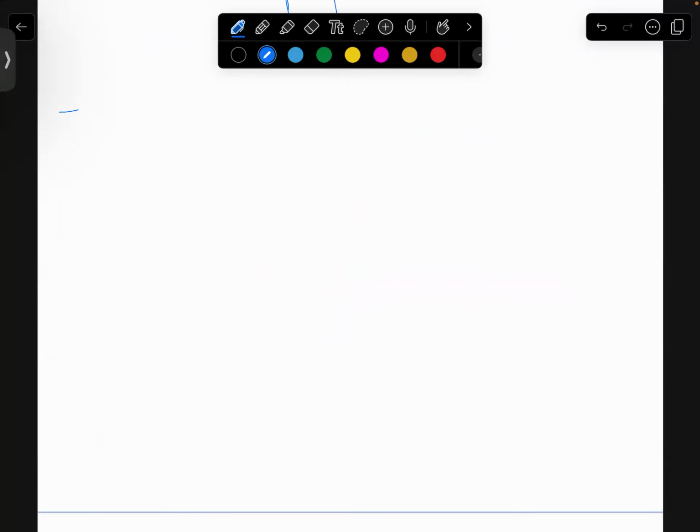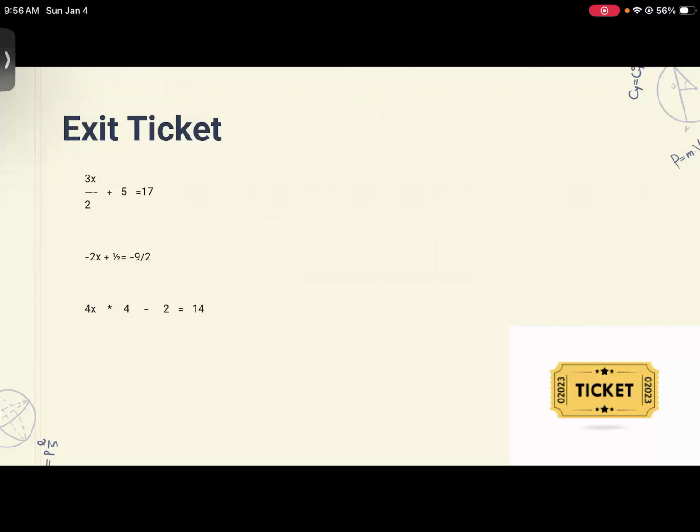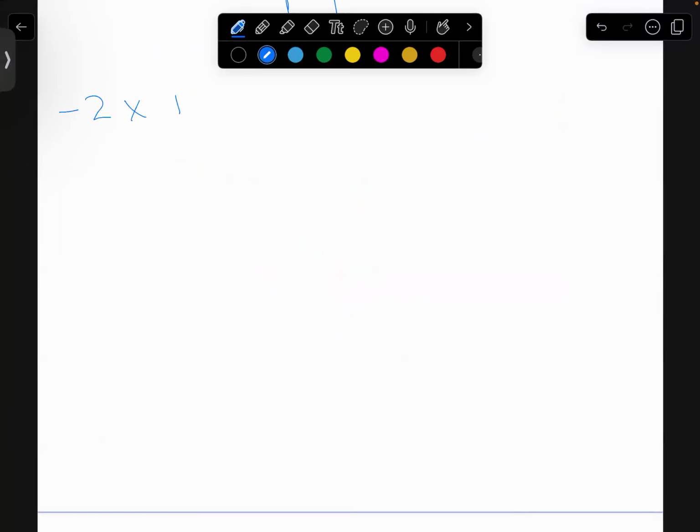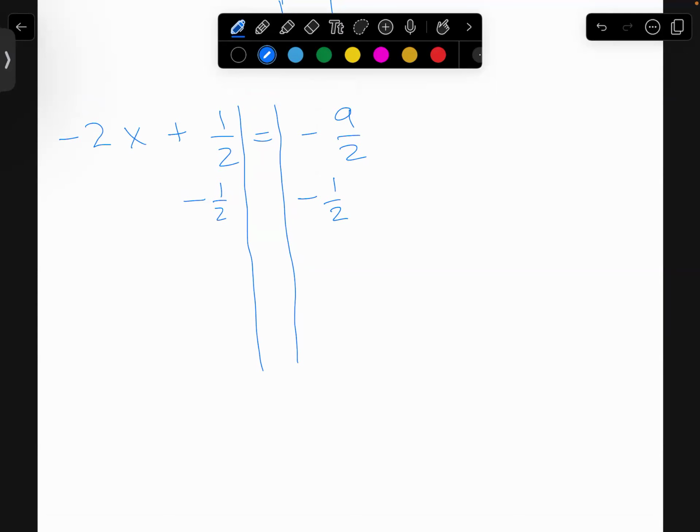So the question is asking negative 2x, and if I'm correct, plus 1/2 equals -9/2. So the first step to do is to get x by itself. So we see that we are adding 1/2, so we want to subtract 1/2. And if they remember from the question before, if we have -9/2 and we subtract, this would make it more negative.